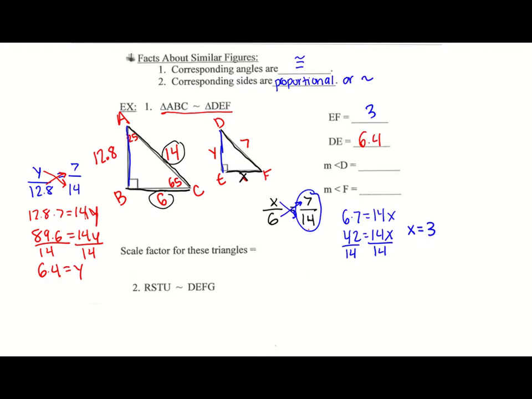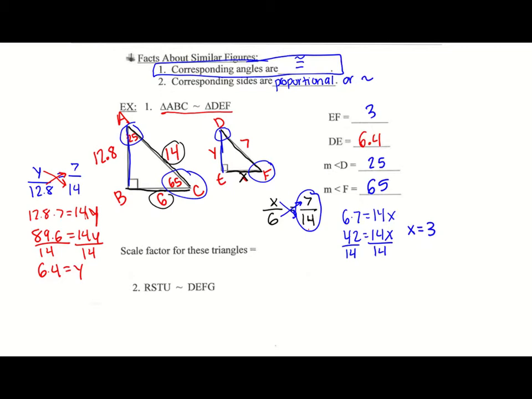Okay, so I have my sides figured out here. Now the easy part in similar triangles or figures is finding the angles, because if I know that this angle over here is 25 and it's similar to this angle right here, then D is going to be 25 because corresponding angles are congruent. Fact number 1 at the top here. If our angles are corresponding, then they're going to be the same. So same thing for F. Looking for F, it's similar to C, which is 65. So angle F is 65.